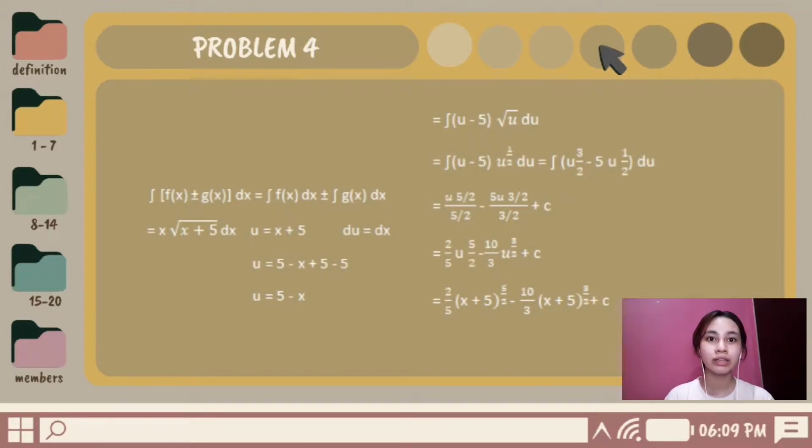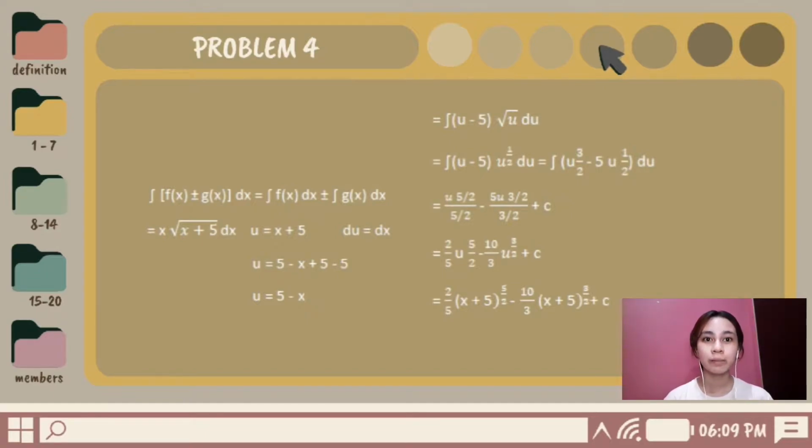Lastly, take the reciprocal of the denominators to move them to the front. Then get the original value of u, which is x plus 5. The final answer will be 2 over 5 times x plus 5 raised to 5 over 2 minus 10 over 3, since we multiplied 5 to 2 over 3, so 10 over 3 times x plus 5 raised to 3 over 2, plus c.